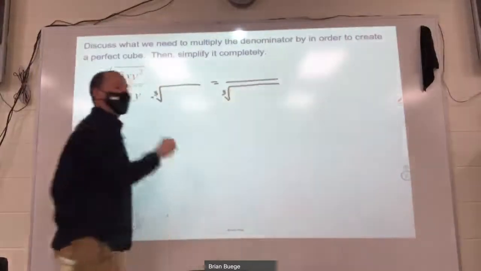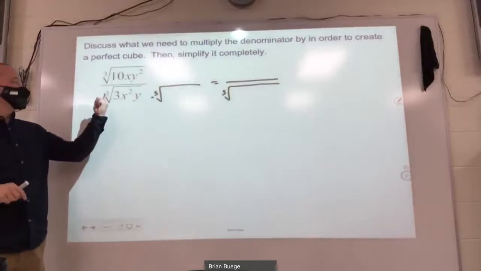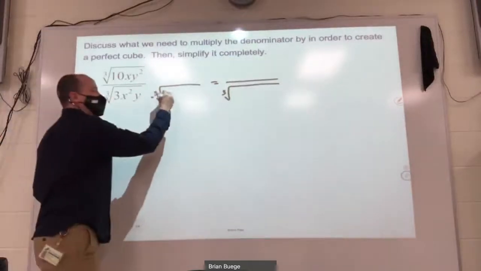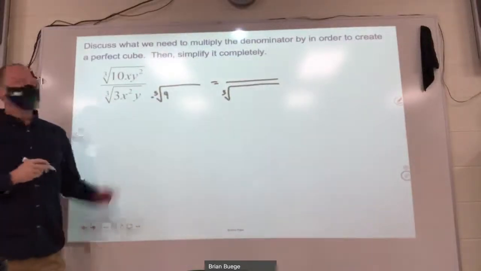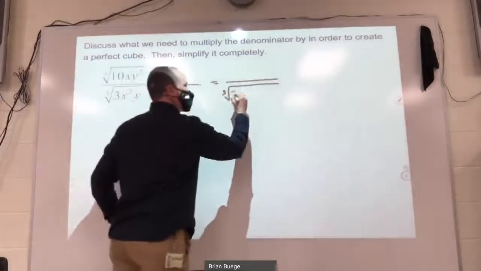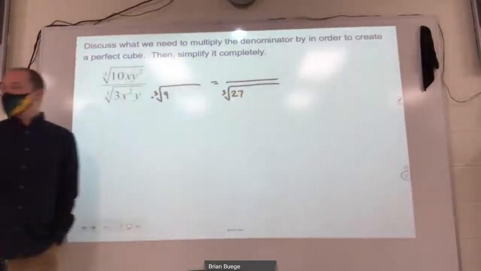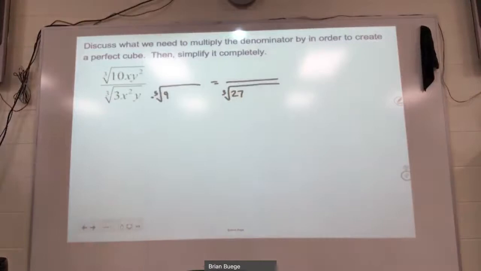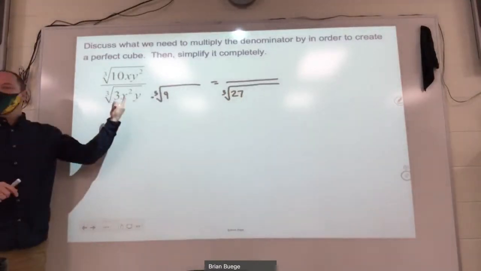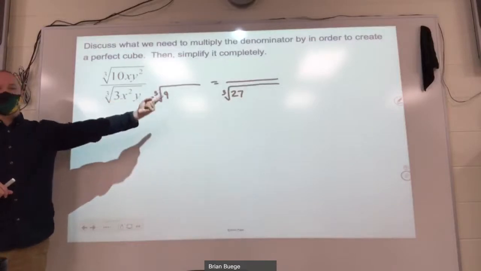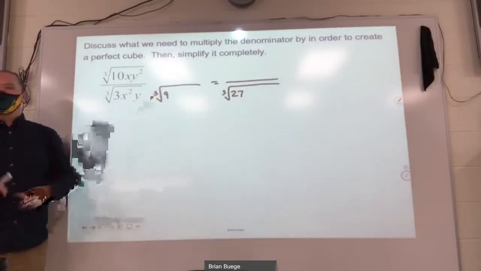I want cube roots of perfect cubes, which means I'm going to multiply by the cube root of 9, which will then give me the cube root of 27. So that part will be taken care of. Now we move to the x's. How many more x's should I multiply by so that I end up with a perfect cube? How many more do I need?